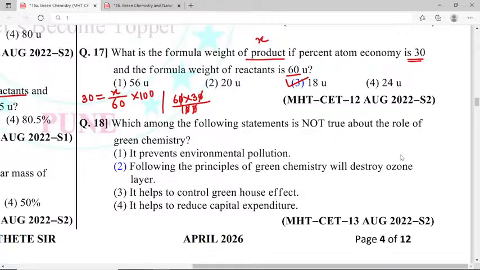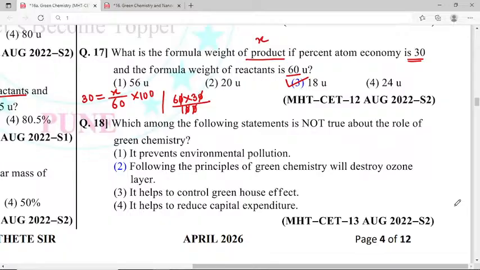Okay, if you calculate, the formula mass of product is the x value, and the remaining two are given. What are the remaining two? Formula weight of reactant and the atom economy are given. Out of the three quantities, any two are given, the third can be calculated. So simple. And multiply by 100 as a percentage. If you calculate the percentage, it is the division of the two terms multiplied by 100. So what is the formula for percent atom economy? Formula weight of product divided by formula weight of reactant multiplied by 100.